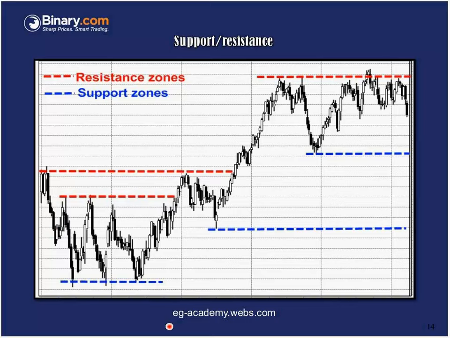Finally, psychological price levels can be significant support and resistance areas for some markets. These are usually round numbers that catch the attention of traders. For example, in crude oil, a psychological price level might be 100. For gold, it might be 1,300.